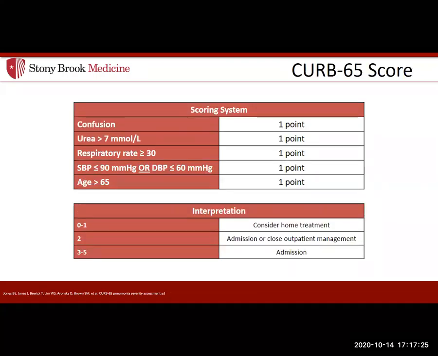Another type of scoring system used for CAP is the CURB-65 score. This considers the patient's mental status, age, and other objective findings listed here and assigns them each a value of 1 point. In the chart below, we see that lower scores indicate outpatient treatment and higher scores suggest inpatient treatment. When our patients land in the 2-point category, we can use our clinical judgment to determine whether they should be treated as outpatients or if we should admit them to the hospital.